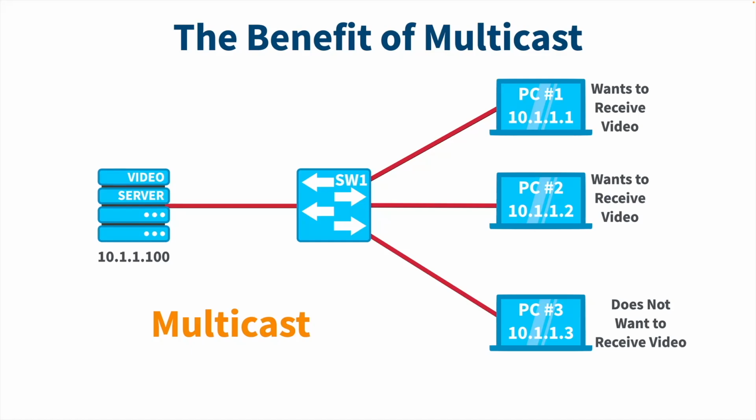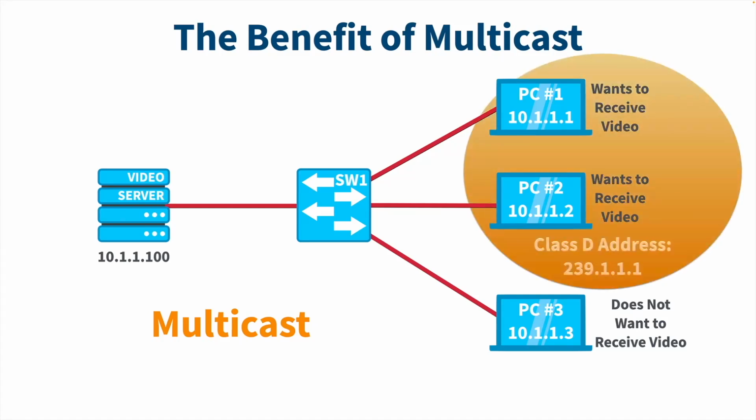Specifically, what we can do is have the PCs that want to receive the traffic join a group. And with IP version 4, that group is defined with a Class D IP address. In other words, that first octet in the IP address is in the range of 224 through 239. And in this case, let's say that that multicast group has an IP address of 239.1.1.1. And it's important to understand that this Class D IP address is always the destination. It's the name of a group. You're never going to have a device whose IP address is a Class D address. It's always the destination. It's the group address.